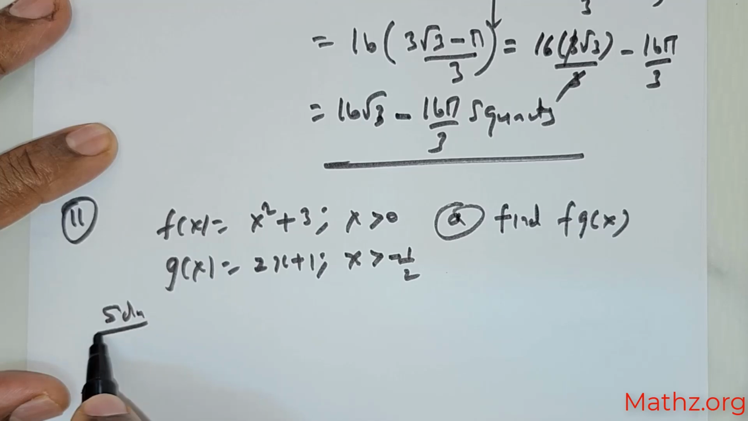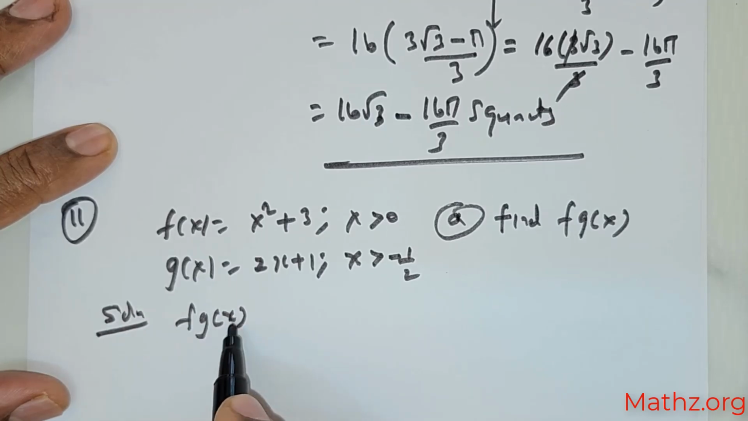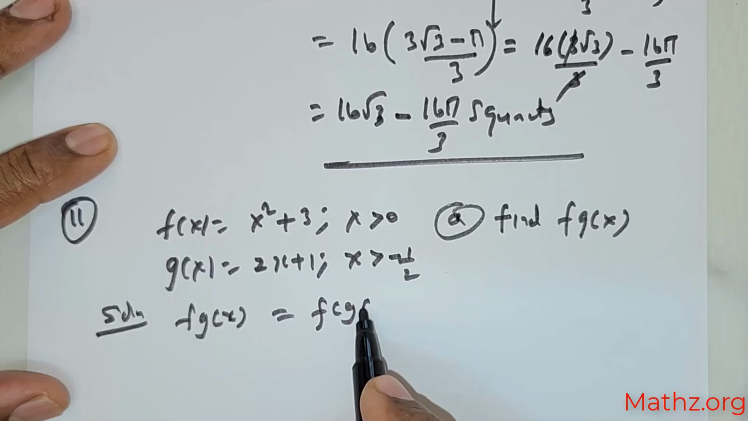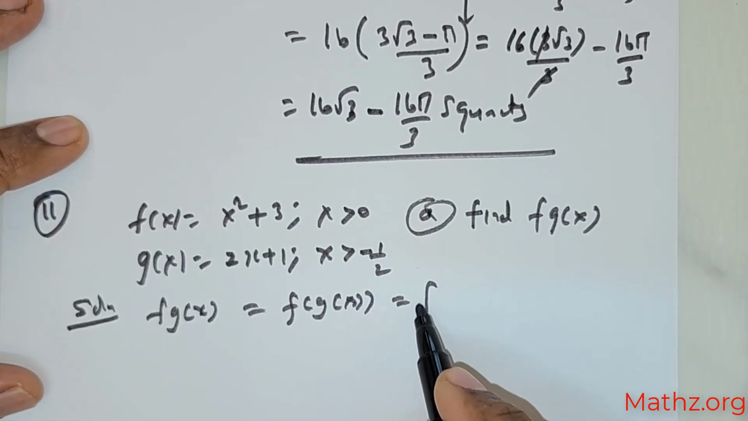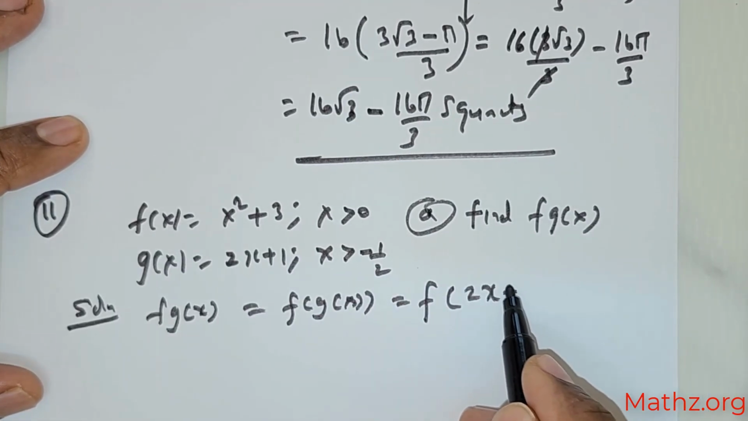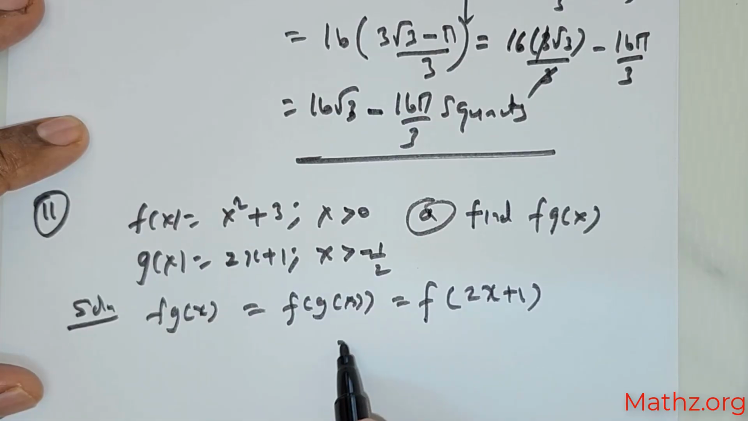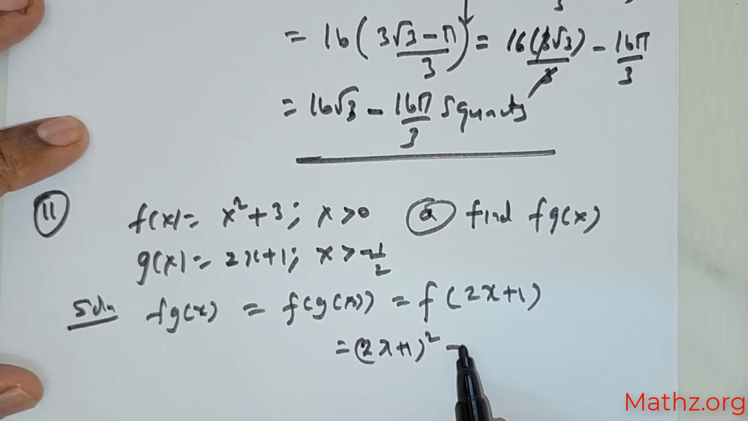Now, solution. fg(x) is rewritten as f(g(x)), where g(x) is 2x + 1. You substitute that over there, so that's going to be (2x + 1)² + 3. So this is going to be fg(x).